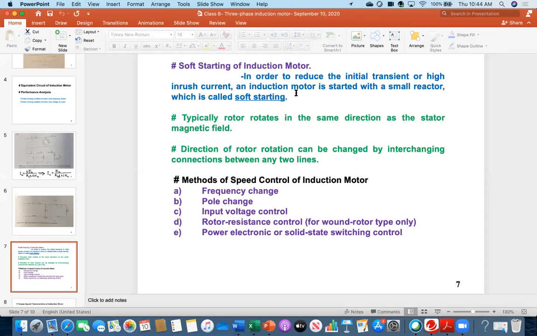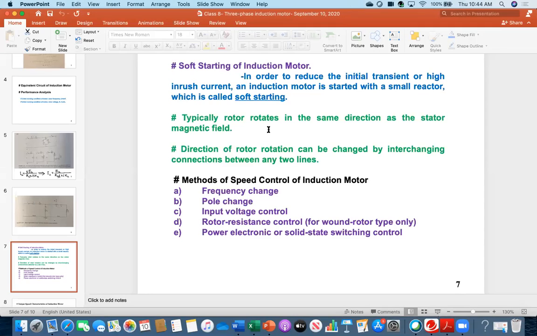You see, that is the thing I have written. In order to reduce the initial transient or high induced current, an induction motor is started with a small reactor. This is called the soft starting. Okay, now I have written two more things.